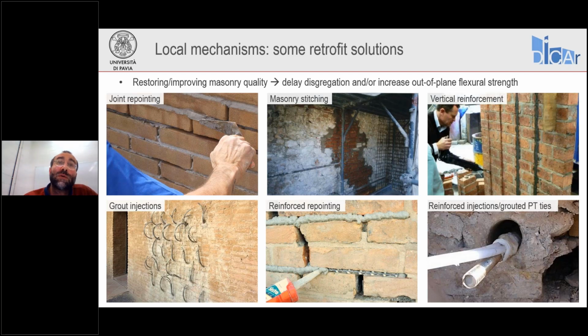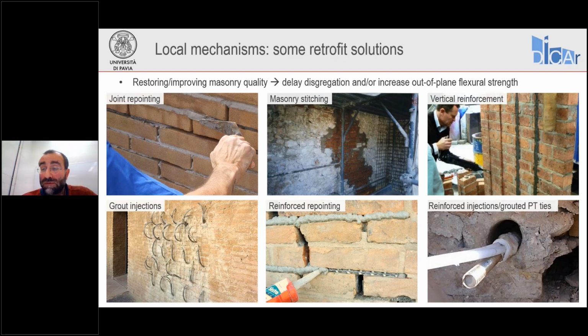If the mortar is bad, we can replace part of the mortar joints with new, better mortar. We may make use of grout injections. These are appropriate if we have a loose filling between the two masonry leaves. So we may want to give some consistency to this filling by injecting grout. If the masonry is damaged, we may want to replace portions of damaged masonry with new masonry, with the so-called masonry stitching technique. Or we may want to adopt some reinforced repointing across existing cracks.